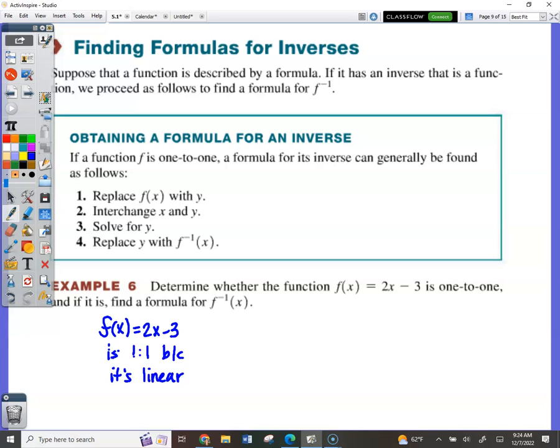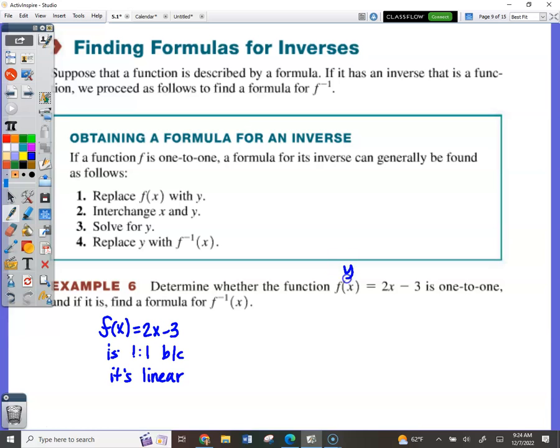So let's find its inverse equation. Look at the steps. Where the f of x was, you need to replace it with a y. Then go back to the very beginning of this section. What did we do with our x and y's? We swapped them. And then the extra part here is now you're going to solve for y because they want the equation. So here it is.